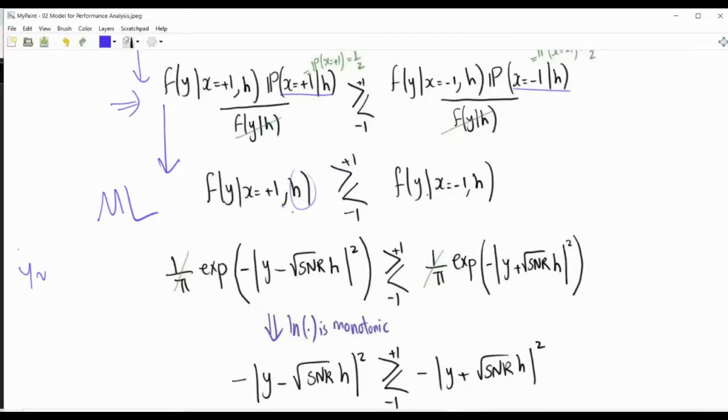So Y given H is complex normal. Its mean value is square root SNR times HX, and its variance is 1. And this is the complex valued Gaussian. So this is the distribution of the circularly symmetric complex valued Gaussian. Okay, it looks a bit different from the real valued Gaussian, so you need to use this.